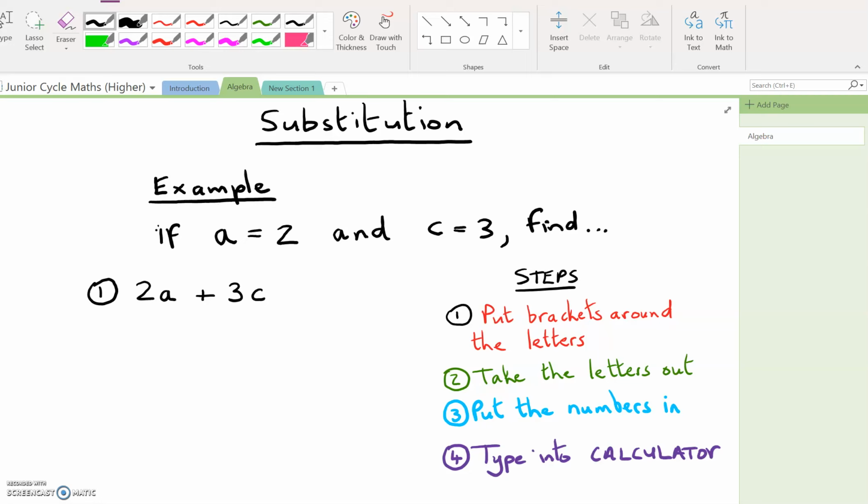Hello and welcome to this little video on how to do substitution, which is a part of algebra. Many of you would have just started algebra or are a few weeks into doing some algebra, and we're getting quite good at this topic before we had to close the school.